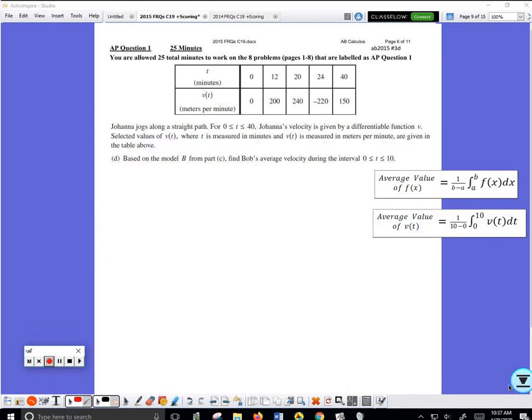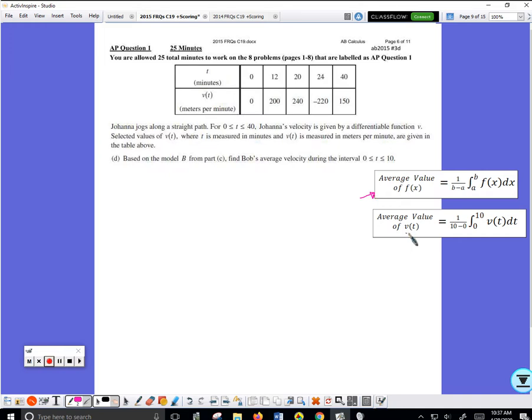Okay, based on the Model B from Part C, find Bob's average velocity. So one way to find the average of V is this formula here. You don't actually use this formula on this year's test. I'm not testing it on, but I needed a question that had you practice some integrals, so that's why I used this one. Plus we've already learned it.